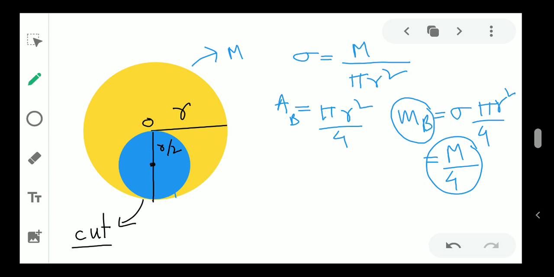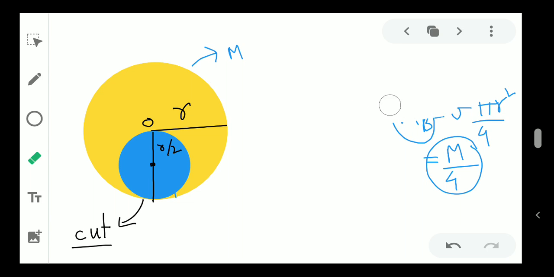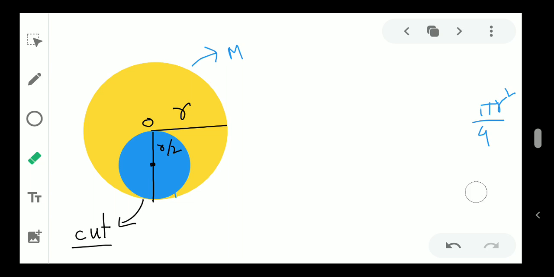Let me remove this part. I hope you take the notes, or you can go back and see once. Okay, so the mass of this one is this, and the mass of this one is m by 4, we have got.